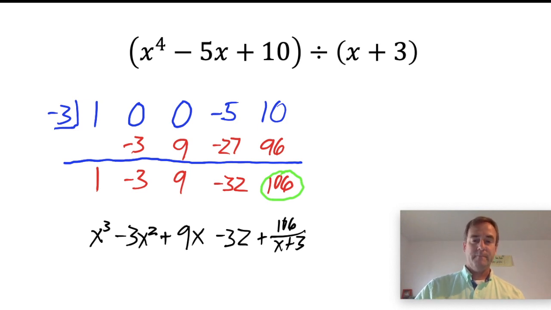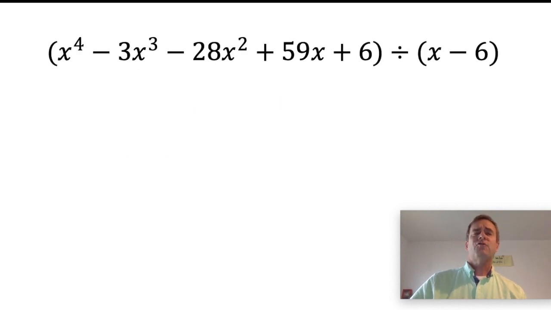over x plus 3. You may recall I mentioned synthetic division actually isn't often used for straight up division. It's more often used to check to see whether or not something is a factor. Is x plus 3 a factor of x to the fourth minus 5x plus 10? Well, if it was, it would have divided evenly. There wouldn't have been a remainder. So we know x plus 3 is not a clean factor of x to the fourth minus 5x plus 10. So let's try it one more time.